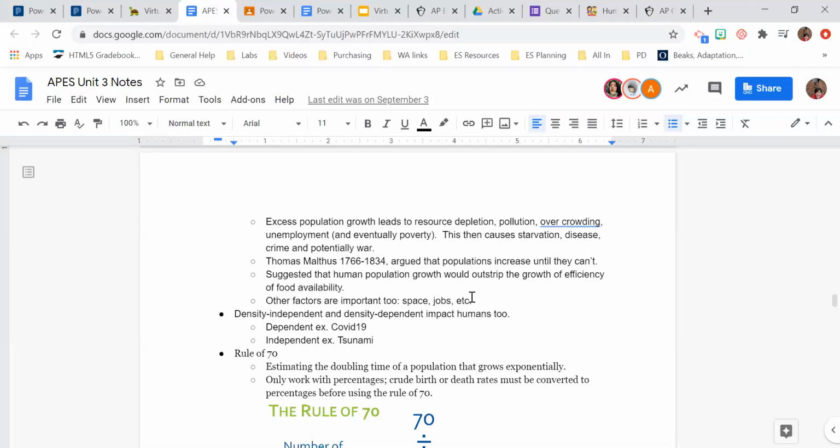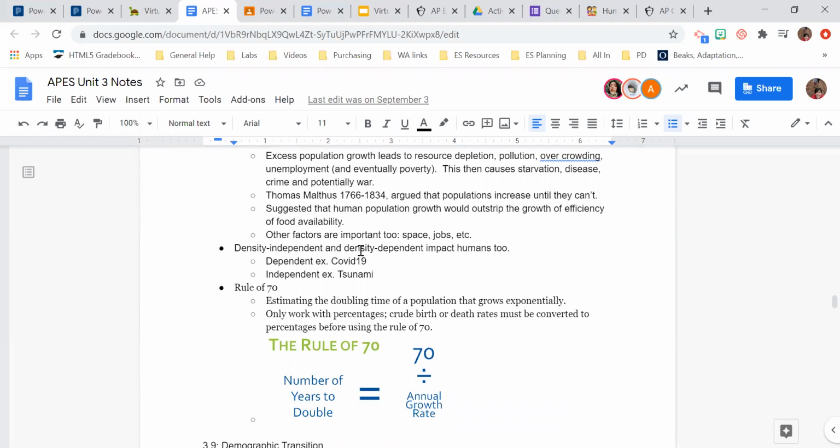Now, humans will also be affected by density independent and density dependent factors. Thomas Malthus kind of understood this. He just thought that we were not going to be able to change the carrying capacity like we have, because that's really what humans have done. We have reached our carrying capacity and then used technology to increase the carrying capacity of the planet for us.